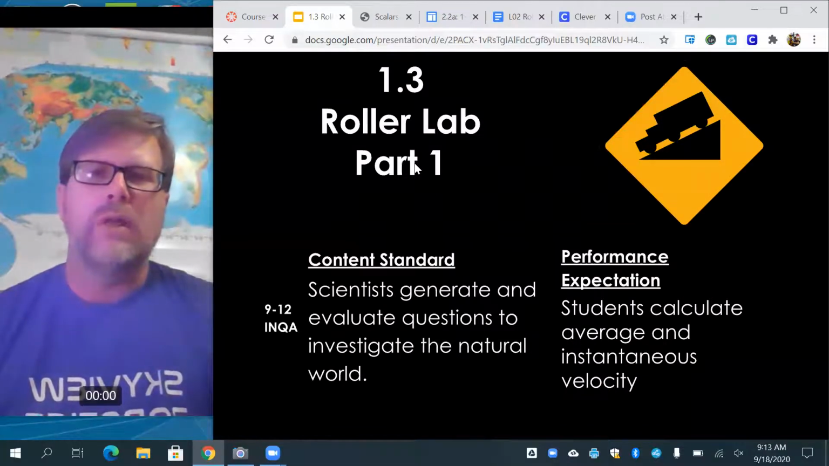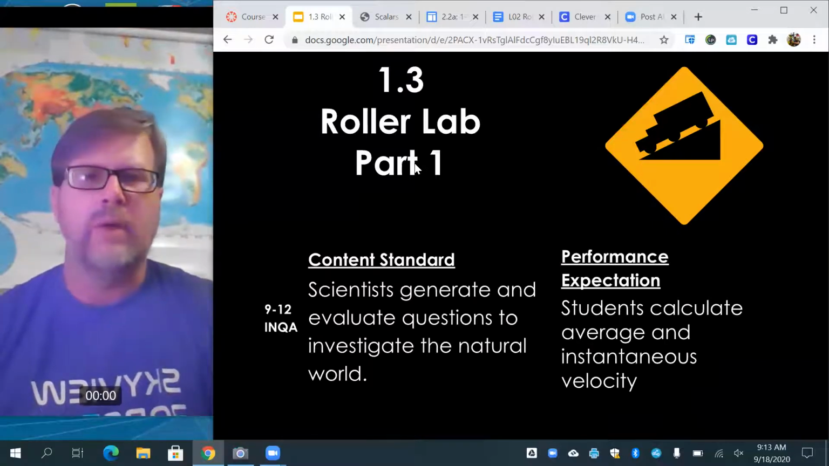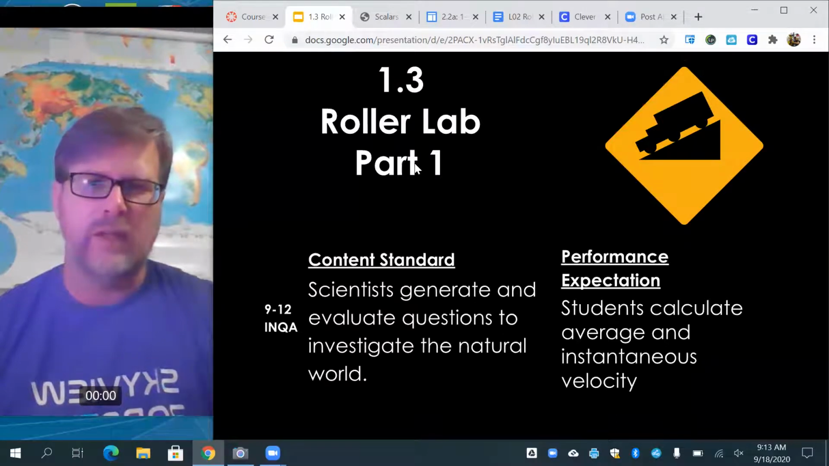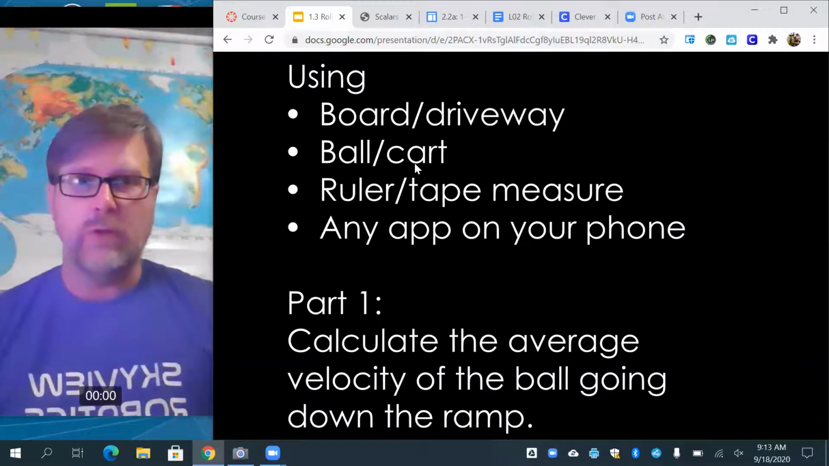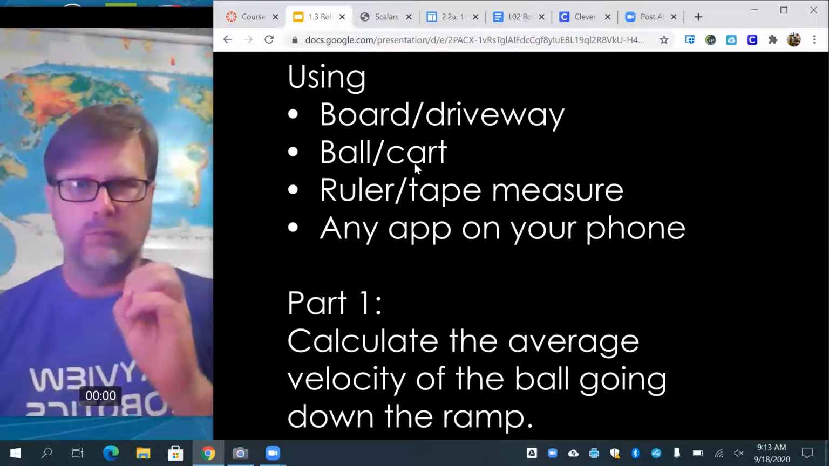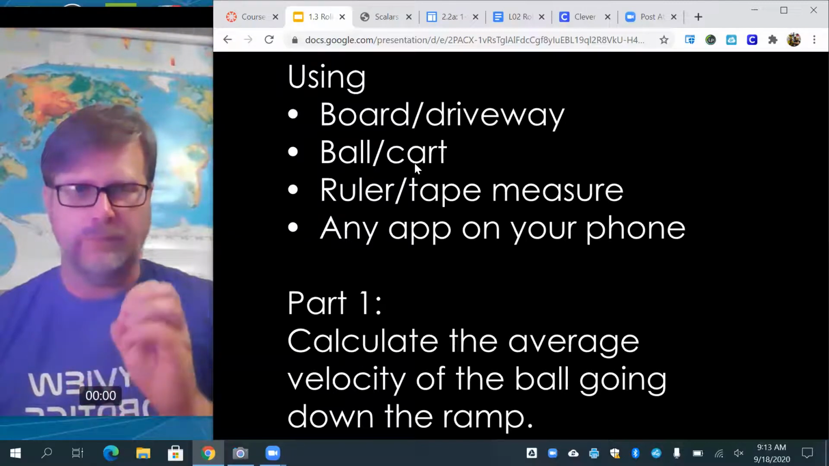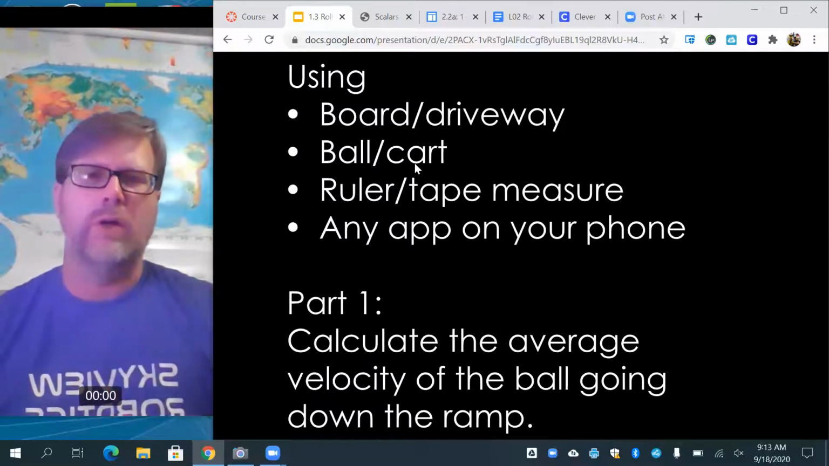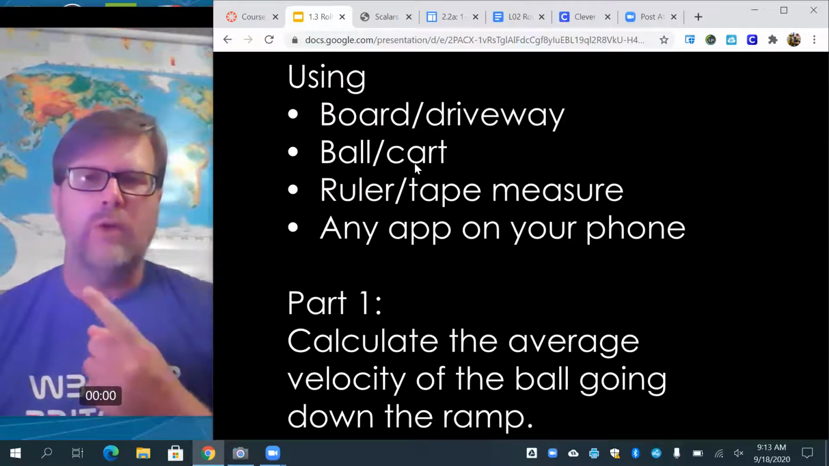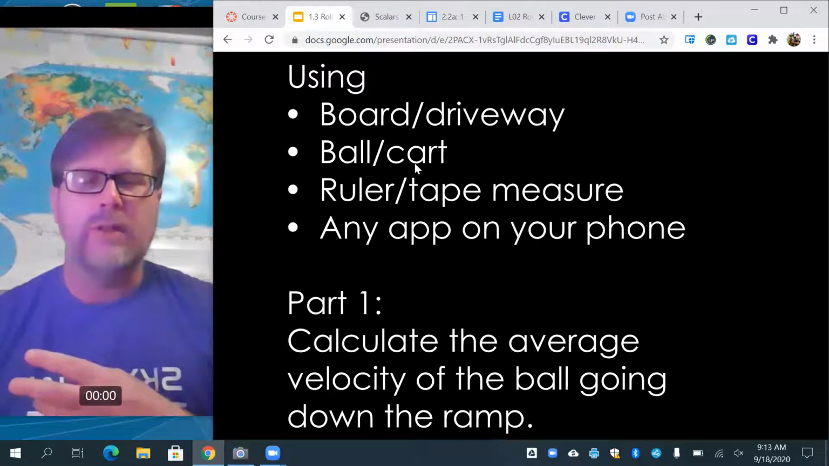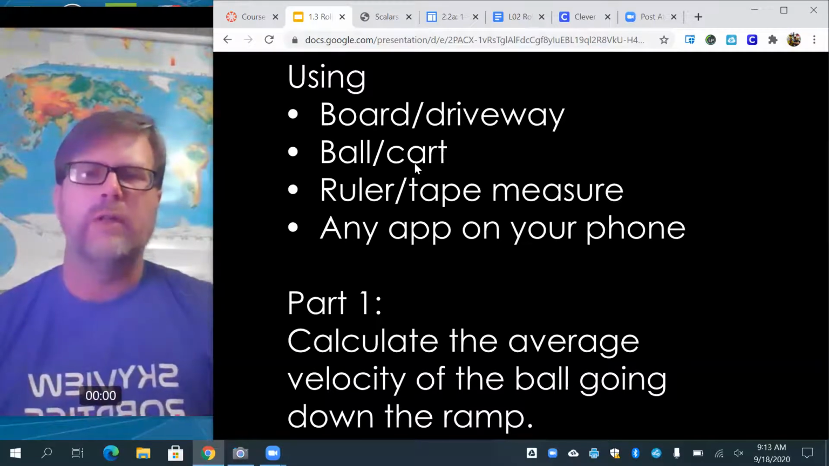Okay, so today we're starting off our roller lab as we're going to roll something down a ramp and calculate its average velocity and its instantaneous velocity at the bottom of the ramp. So you're going to have your board, something that rolls, something that measures, and some way to record it. That can be your camera on your phone, that can be video physics, that can be Firefox. There can be a lot of different apps that can make this job easier for you.